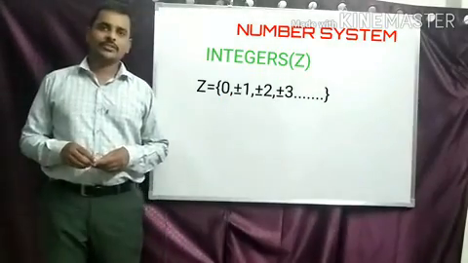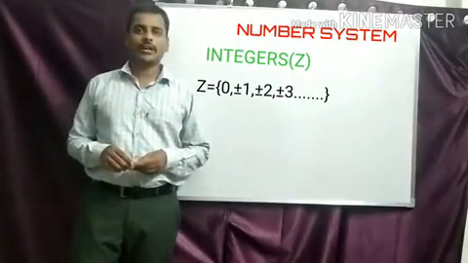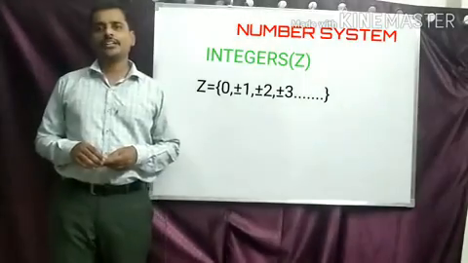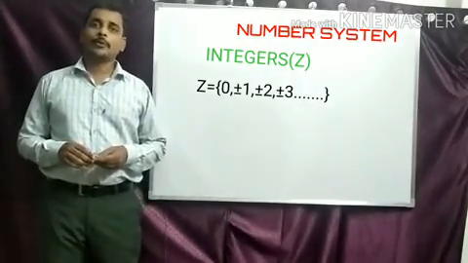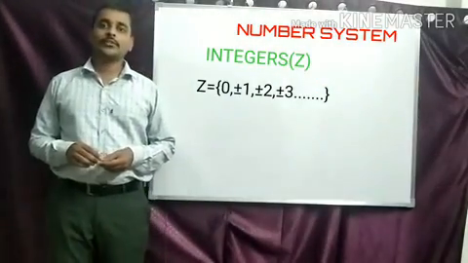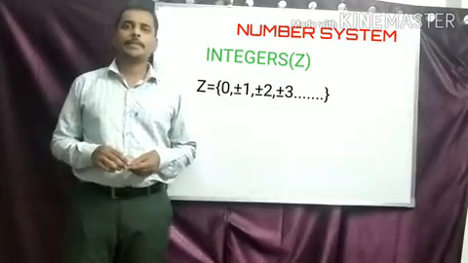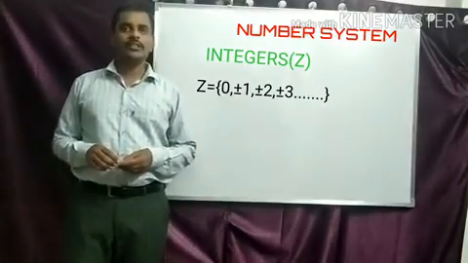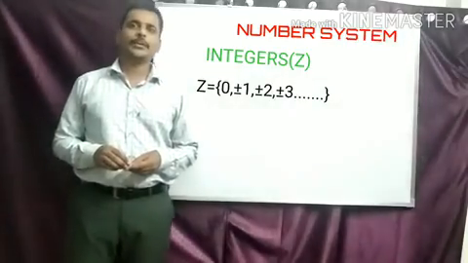In the negative integers, the least negative integer we can't say. The greatest negative integer is minus 1. And in positive integers, the least positive integer is 1. And the greatest positive integer we can't say. About 0, 0 is neither positive nor negative.